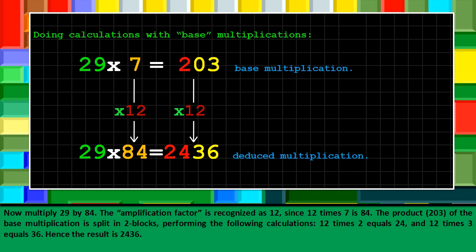Now multiply 29 by 84. The amplification factor is recognized as 12, since 12 times 7 is 84. The product 203 of the base multiplication is split in 2 blocks, performing the following calculations. 12 times 2 equals 24, and 12 times 3 equals 36. Hence, the result is 2,436.